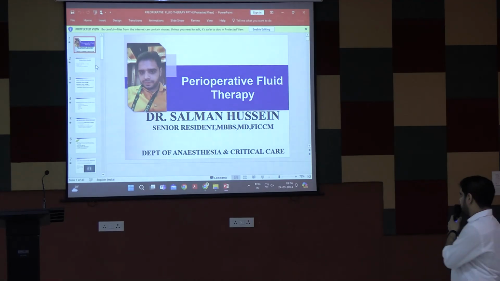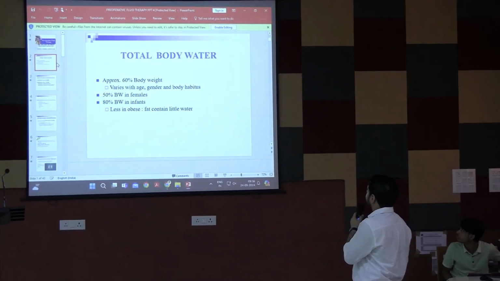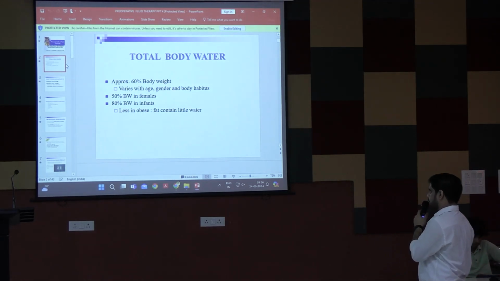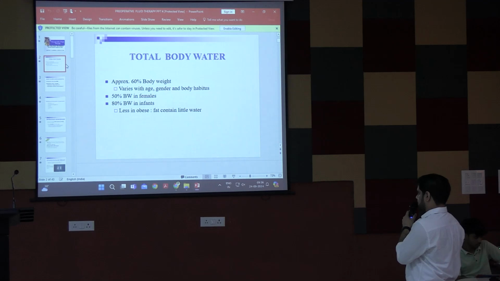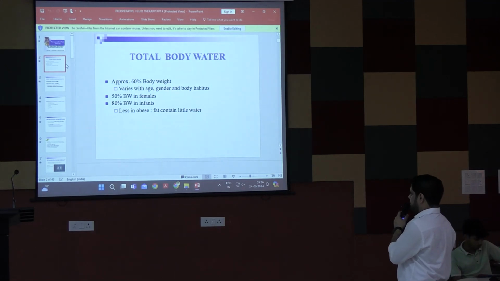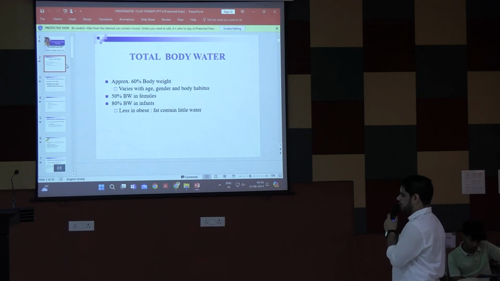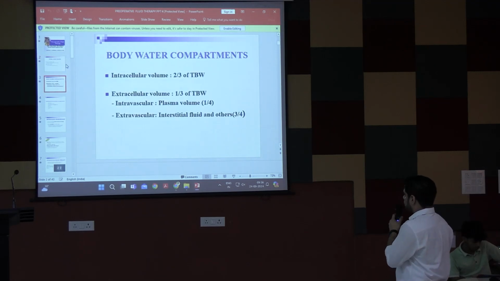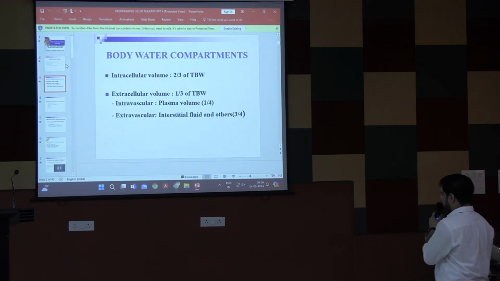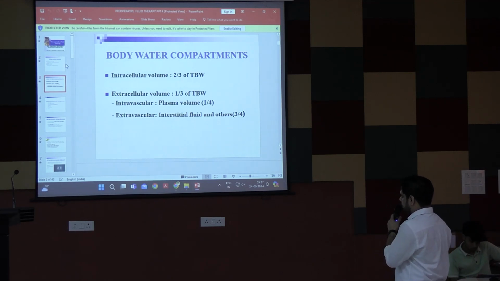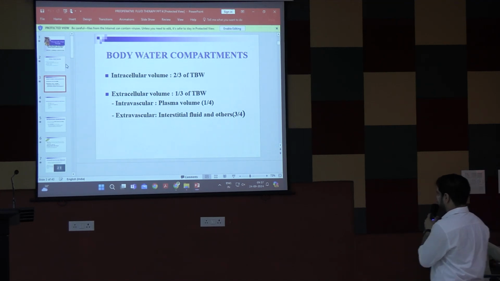Today's last topic is perioperative fluid therapy. Total body water is approximately 60% of body weight, varies with age, gender and body habits. 50% of body weight in female, 80% of body weight in infant. Less in obese, as fat contains little water. Body water compartments: intracellular volume 2/3 of total body water, extracellular volume 1/3. Intravascular plasma volume 1/4, extravascular interstitial fluid and others 3/4.